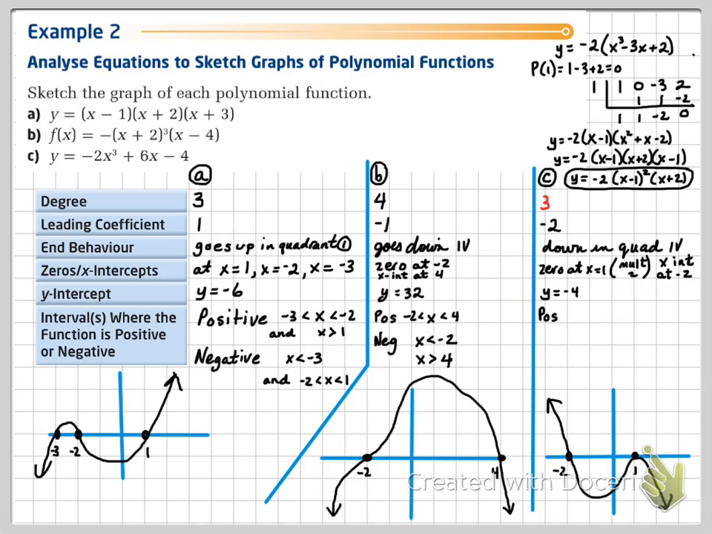So now when you look at this, there's your graph. It's going to be positive. Well, it's only going to be positive when x is less than negative 2. And it's going to be negative between negative 2 and positive 1, and when x is greater than negative 1.